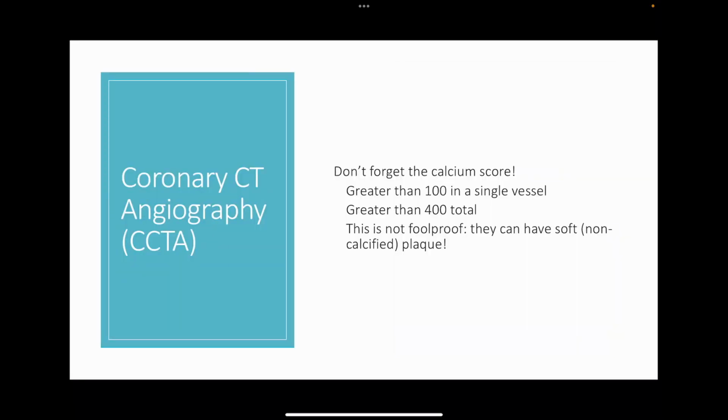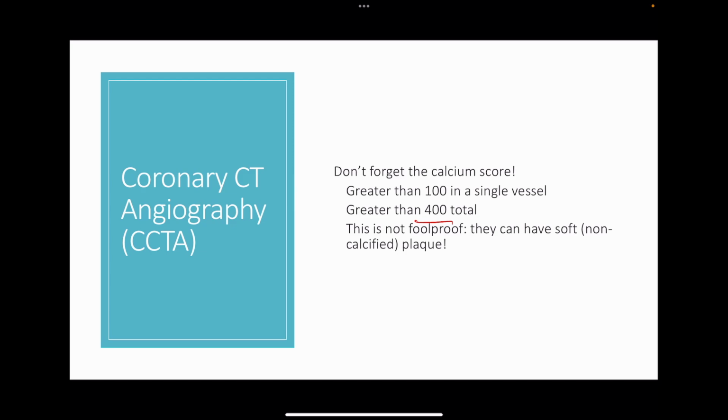So one of the things that the coronary CT will give you is a calcium score. If you have greater than 100 in a single vessel, it's positive, or greater than 400 units, it'll be a score on the CTA. You're not calculating anything yourself. You're going to get the report, and it'll tell you.